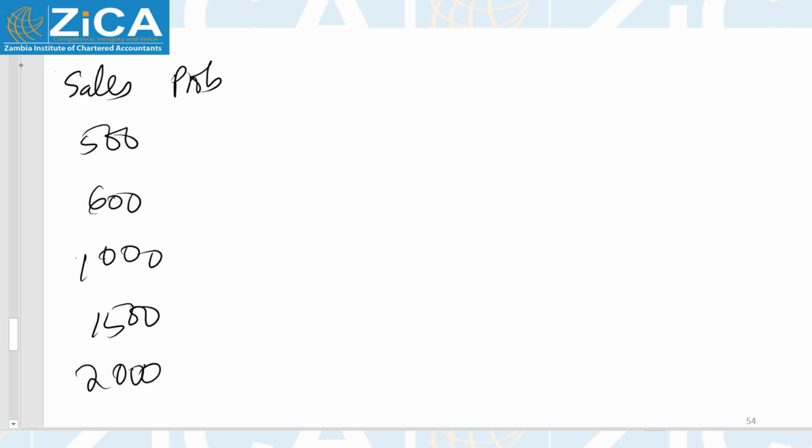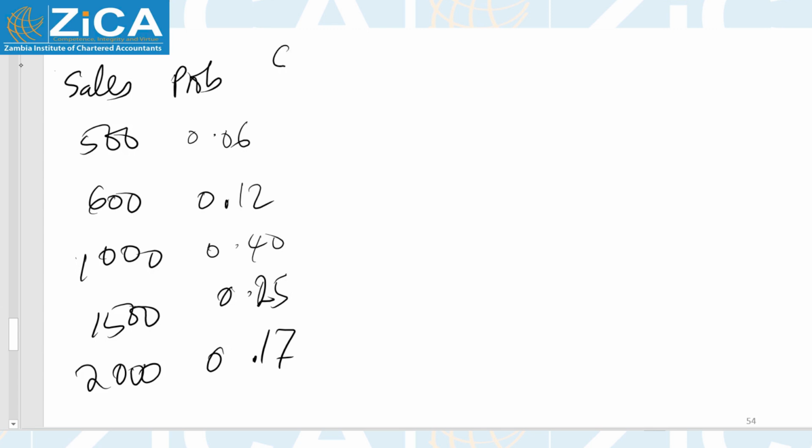The probability of 500 is 0.06. The probability of 600 is 0.12. That of 1,000 is 0.4. That of 1,500 is 0.25. And then the last one is 0.17. What we want is to generate the sales for the next 5 days. So the problem here is to come up with a probability distribution.